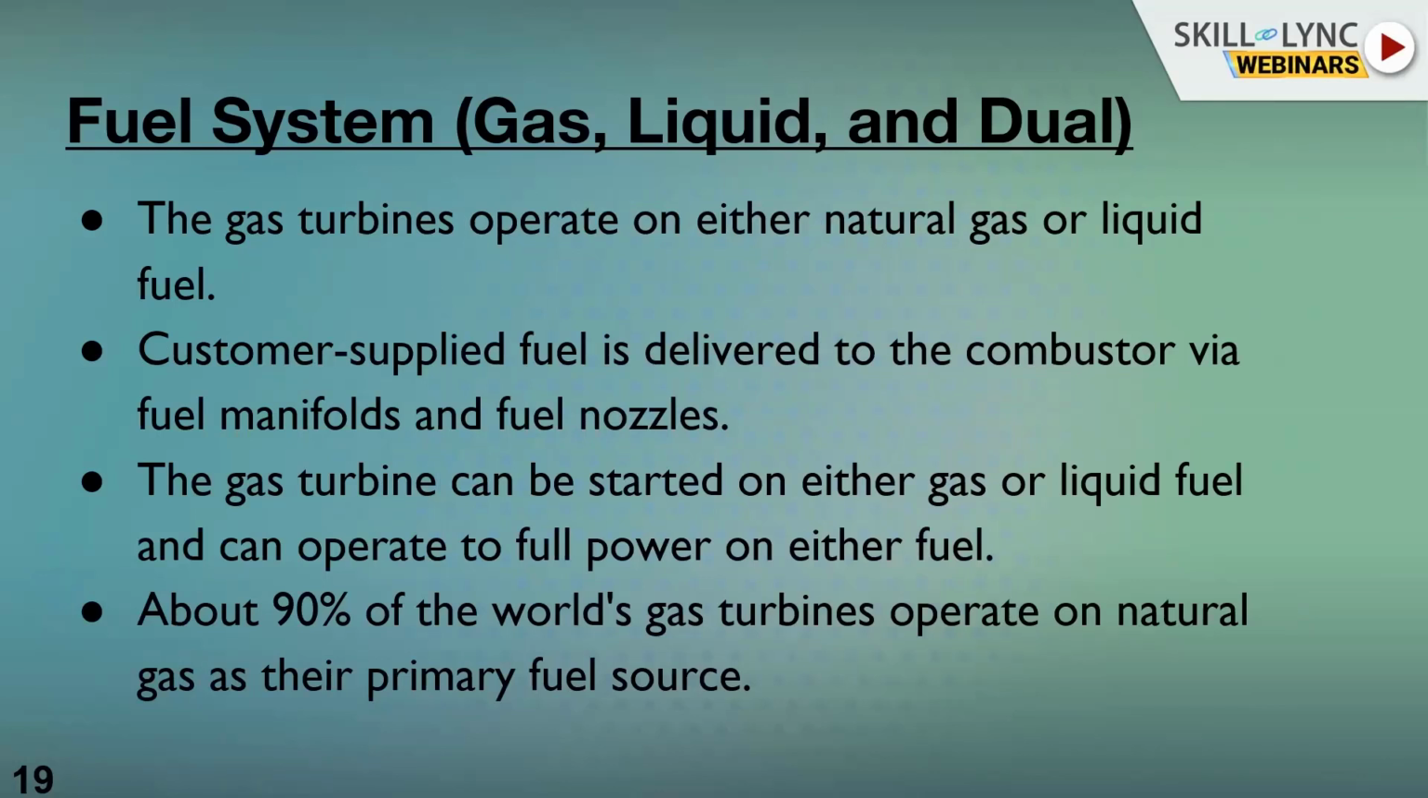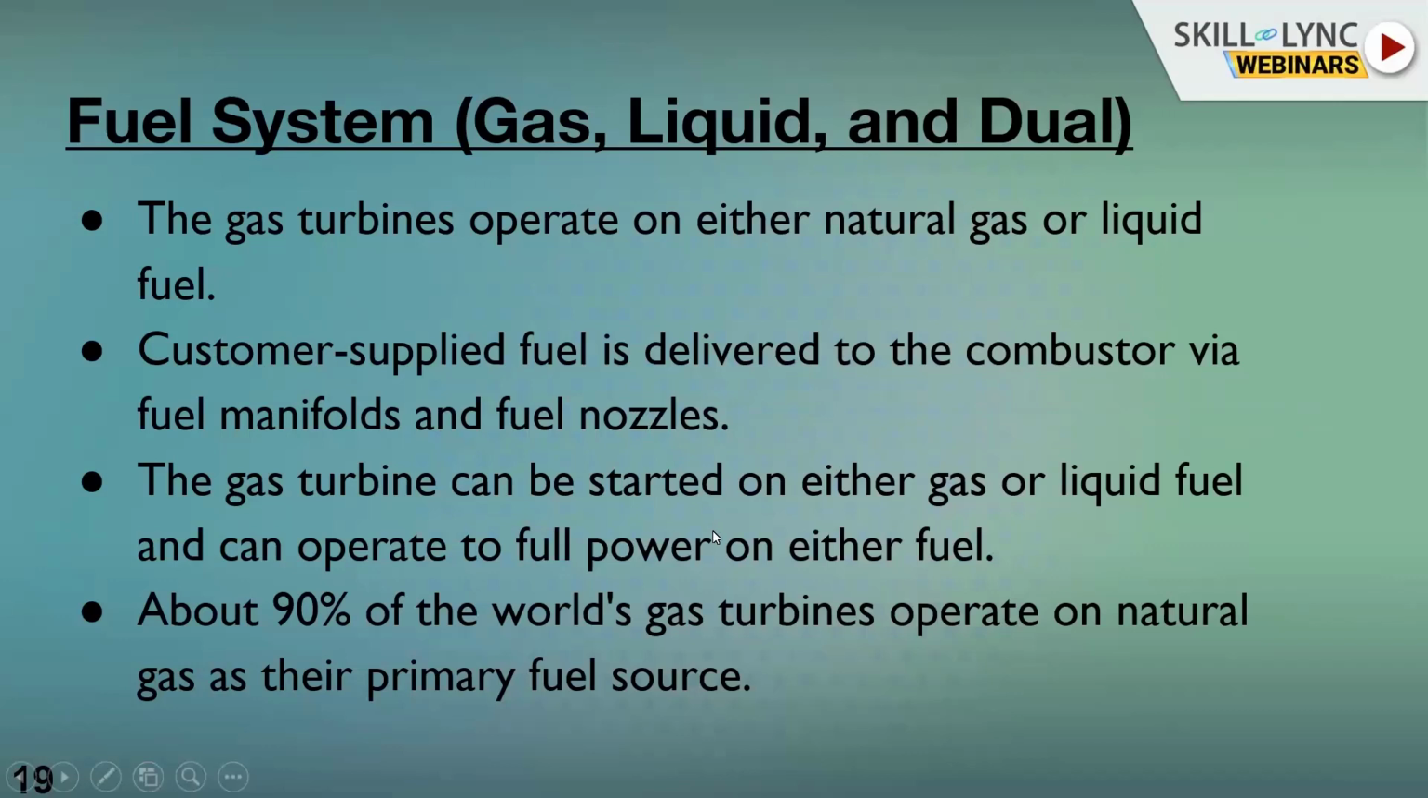Because again, we have to deliver the fuel at a required pressure, and we have to ensure it meets all the quality, pressure, and temperature requirements, and also that only a certain amount of fuel is being delivered. We don't want 100% of the fuel to be delivered continuously, because we want the fuel to burn at different stages. I'll explain in the next slides why we need it to burn in multiple stages. So this customer supplied fuel is delivered to the combustor via fuel manifolds and nozzles.